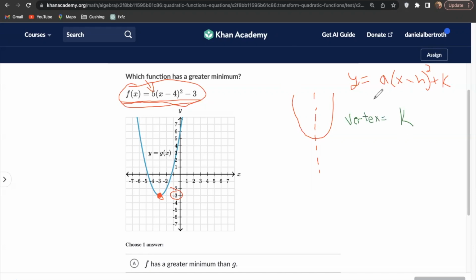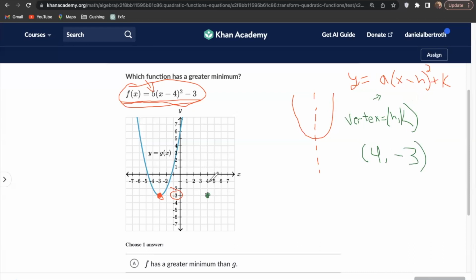If you think about it in this form, the vertex will be (h, k). It will be the point (h, k). So for us, h is 4 because we're subtracting 4. So the vertex is at 4, and then k is at -3. So the vertex is (4, -3) on the graph. So it's going to be (4, -3).